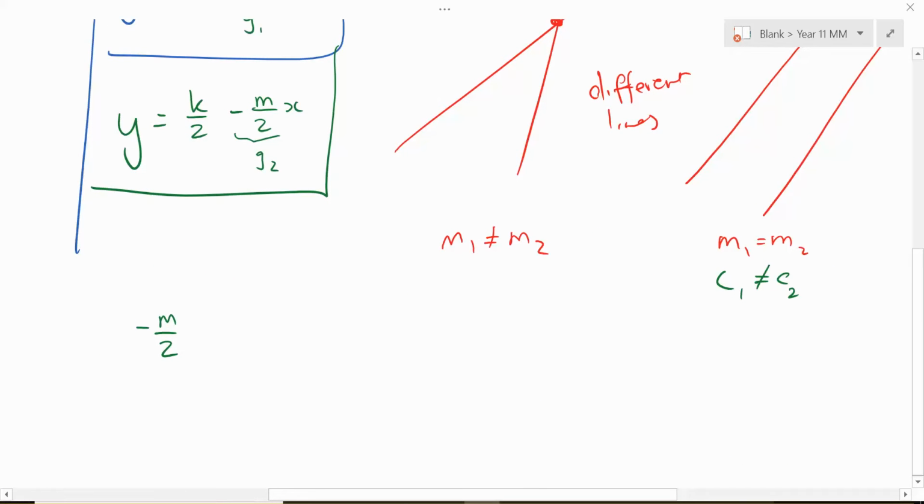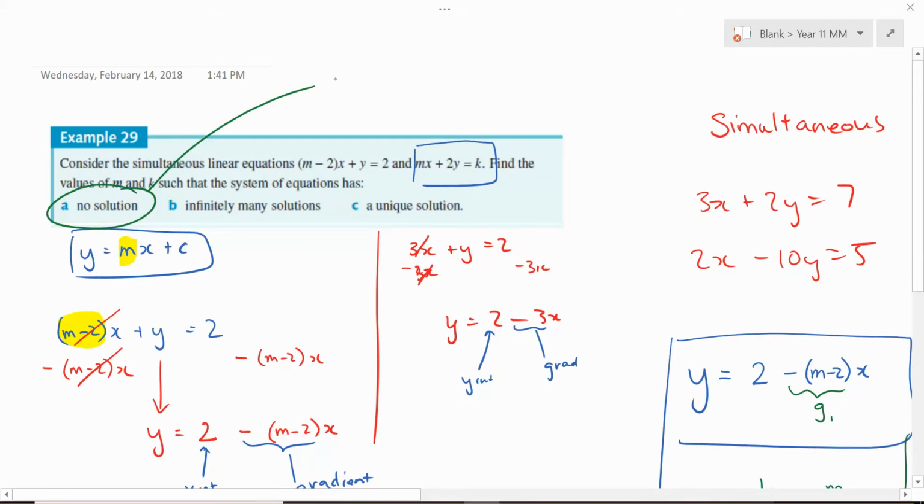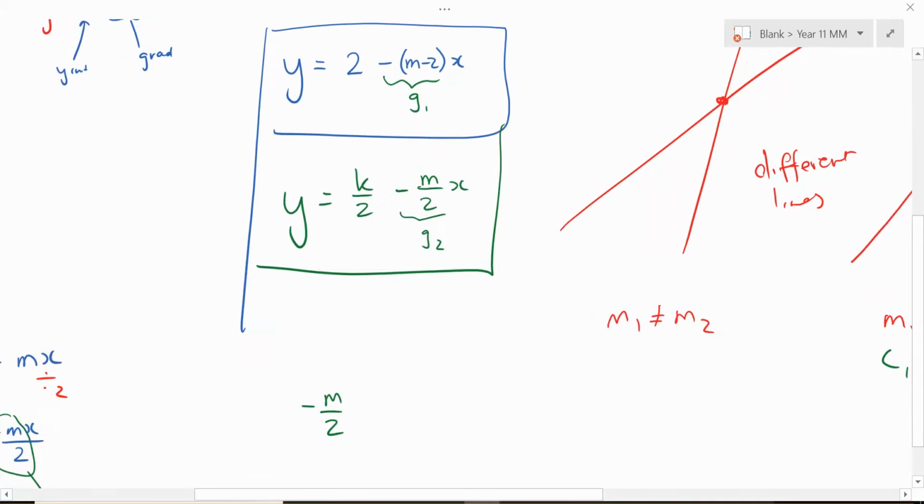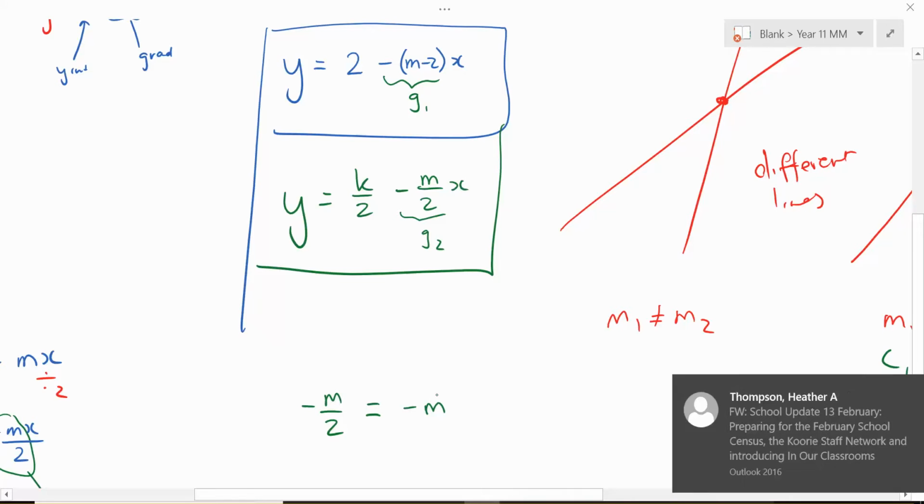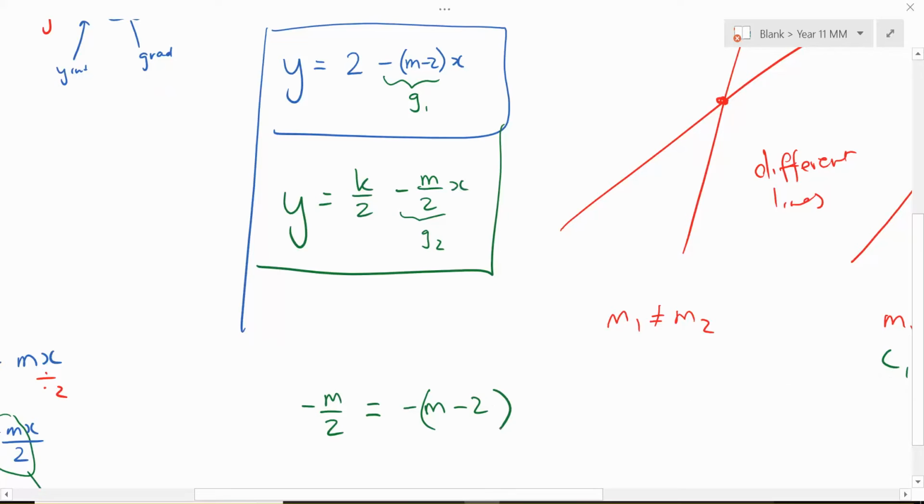So you're making it equal because you want no solutions. Because the question says you want no solutions. So you just told me it must be parallel. For it to be parallel, that means these two gradients have to be the same. So that's what I'm going to say. I'm going to say, all right, negative m over 2 must be the same as this gradient, which is minus m minus 2. See what I'm doing there? Okay, so I'm just following that same pattern that you said. Parallel, okay, this is parallel. Two gradients are the same.